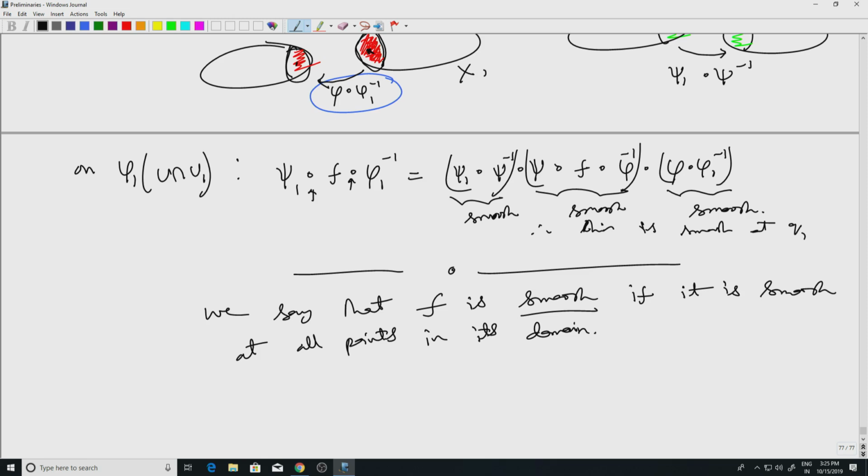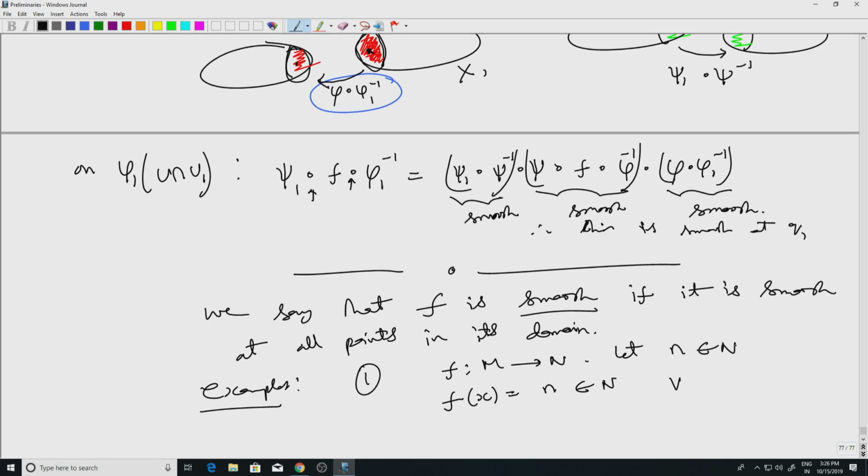Now let's see some examples. Let's start with the most trivial ones. The most trivial map one can think of is just a constant map. So let n belong to N, and let f of x equal n for all x in M. In this case, as usual, one has to invoke the definition. Here f is smooth everywhere. f is smooth on M.